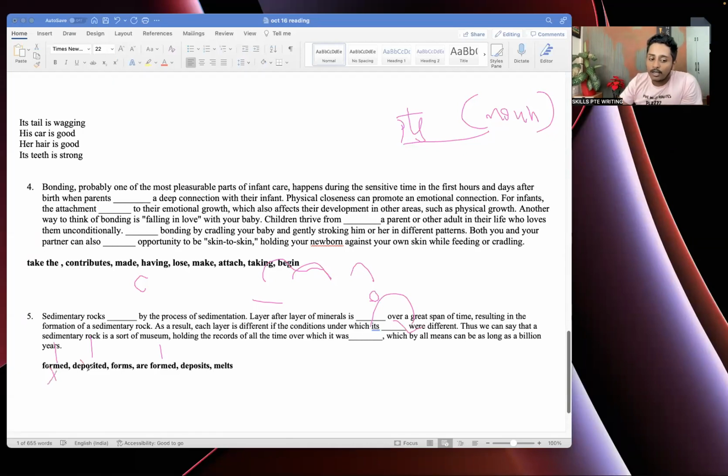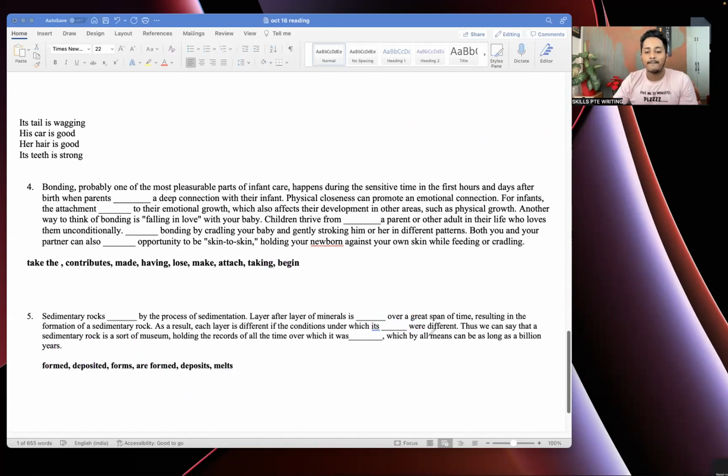Formed is a verb, deposited is a verb. Forms, deposits, melts: melts is a verb. Deposits is a noun. Forms is a noun. Under which its forms were different. As a result, each layer is different if the condition under which it's. Okay, we will leave this also empty.